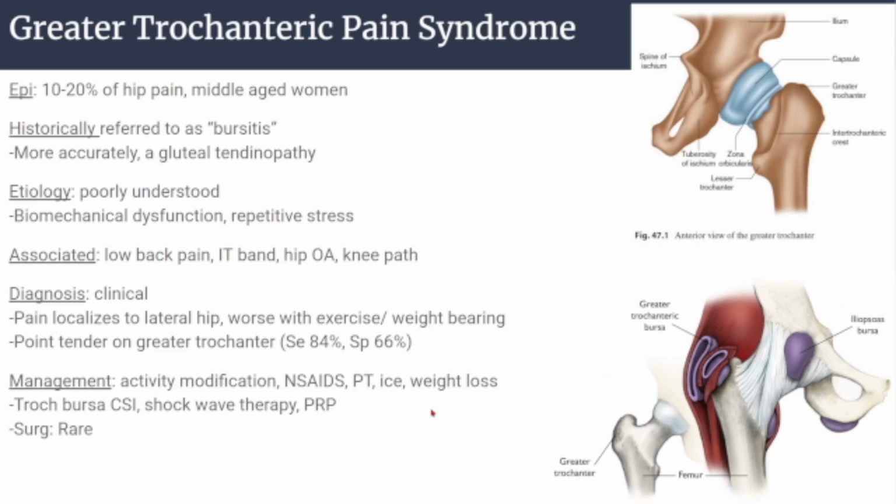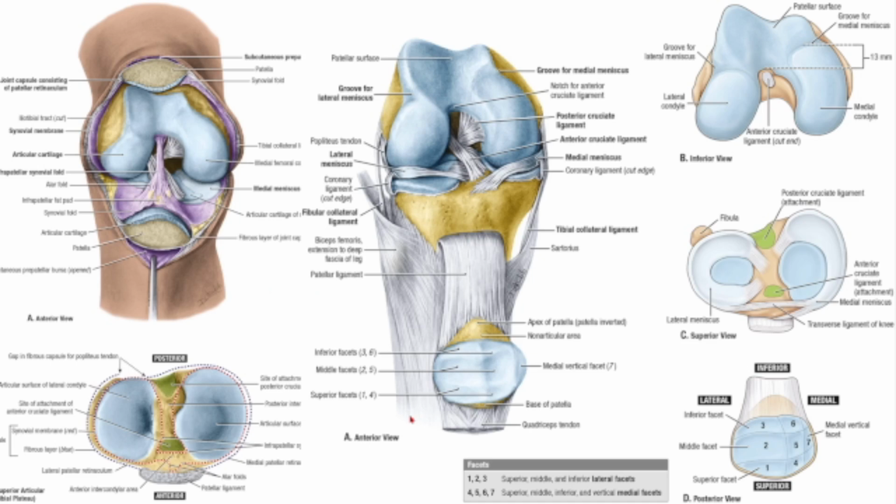Management is non-surgical, including activity modification, physical therapy, NSAIDs, ice, weight loss. Patients are often obese. Trochanteric bursa corticosteroid injections, shockwave therapy, platelet-rich plasma. And famously, this is a stubborn condition.